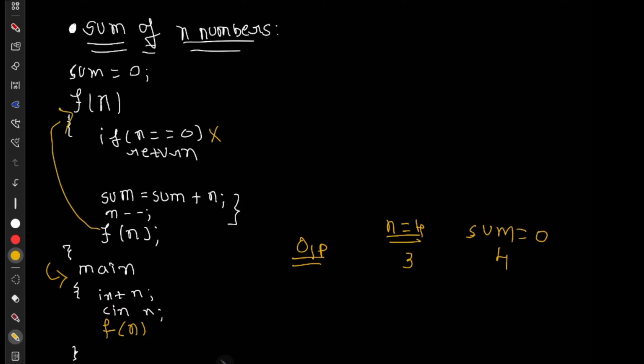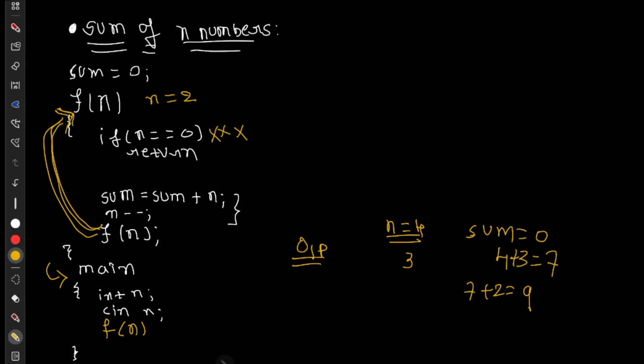The value of n is 3, which is not equal to 0. So again sum is equal to sum plus 3. So the value of sum becomes 7. Again n is decremented. The same function is called, n is equal to 2. This condition is false again. So the value of sum becomes 7 plus 2, which is equal to 9. Again the value of n is decreased by 1. This time the value of n is 1.